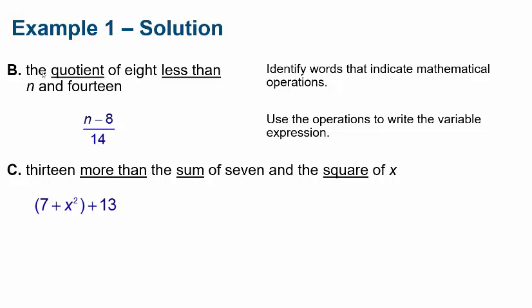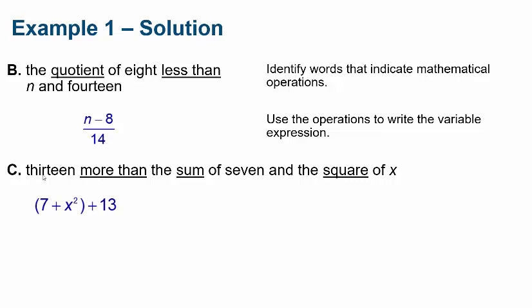Let's try this one. The quotient of, so the quotient tells me it's a division problem. 8 less than n, so that's subtraction, 8 less than n would be n minus 8, and 14. So it's the quotient, and the last part is 14, so the 14 goes on the bottom.